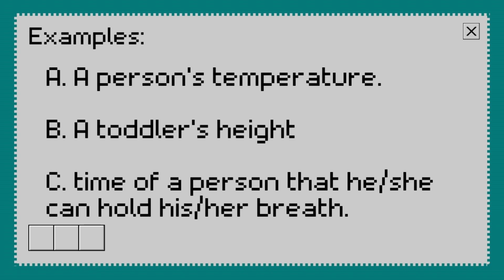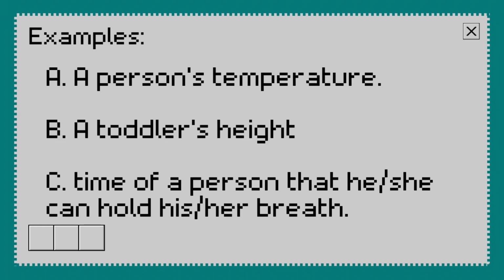So for our first example, a person's temperature. When we talk about temperature, a normal person's temperature is 37. But when it reaches maybe 37.5, you may have a slight fever. And that in itself is an example of a continuous random variable because a person's temperature is continuously increasing.